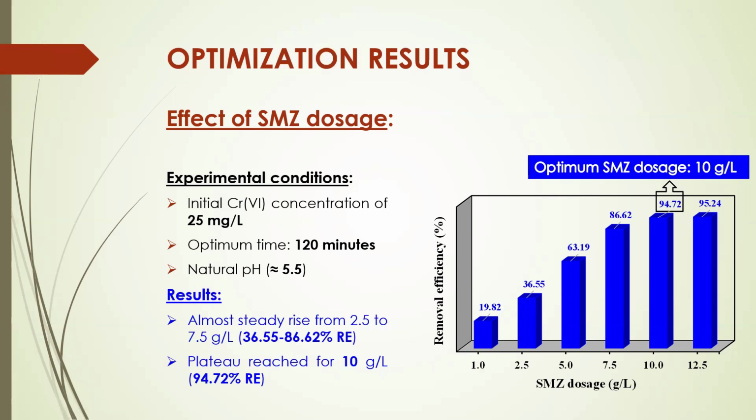This makes sense. More adsorbent means more available binding sites. However, the improvement rate slowed considerably beyond 7.5 grams per liter. At our optimum dosage of 10 grams per liter, we achieved 94.72% removal. This represents the practical sweet spot. Going beyond that offers minimal additional benefit while increasing cost and operational complexity without proportional gains.